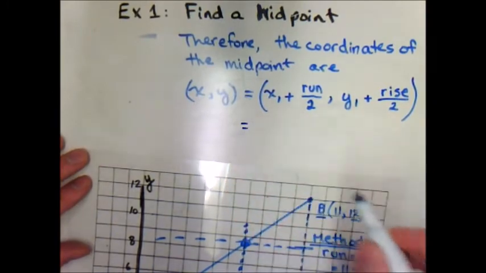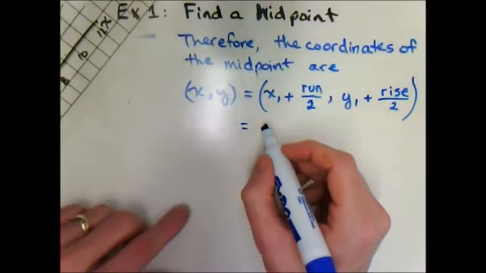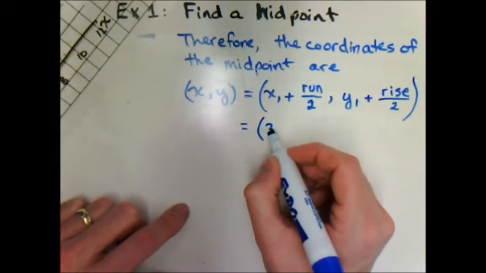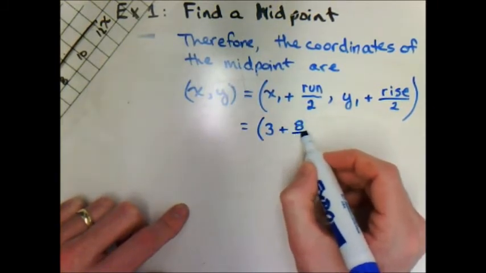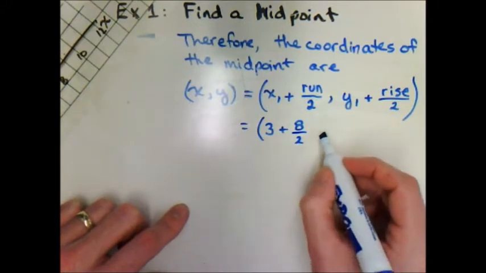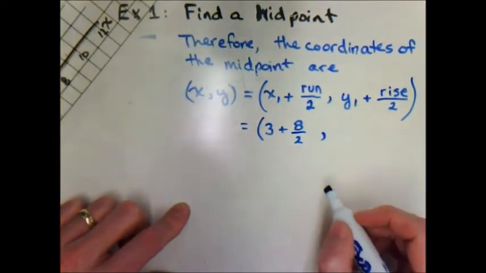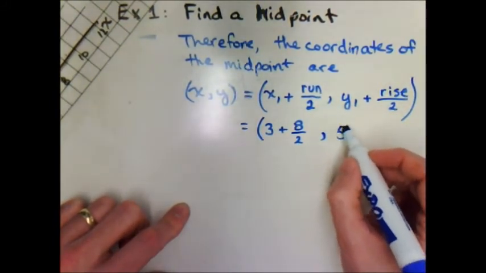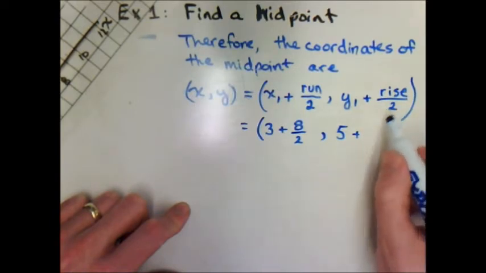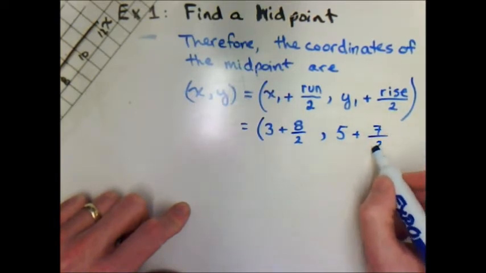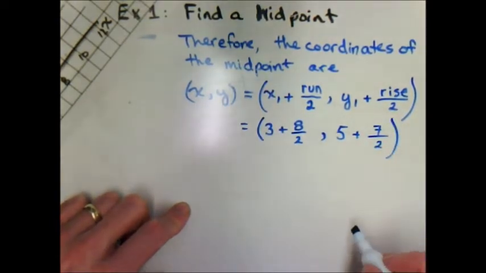But here we go. Let's sub in our values. So x1 was 3. Our run was 8. So we have half of that, but we'll just leave it as 8 over 2 for now. y1 was 5. The vertical coordinate of the point A was 5, plus our rise, which was 7, and we only want half of it.